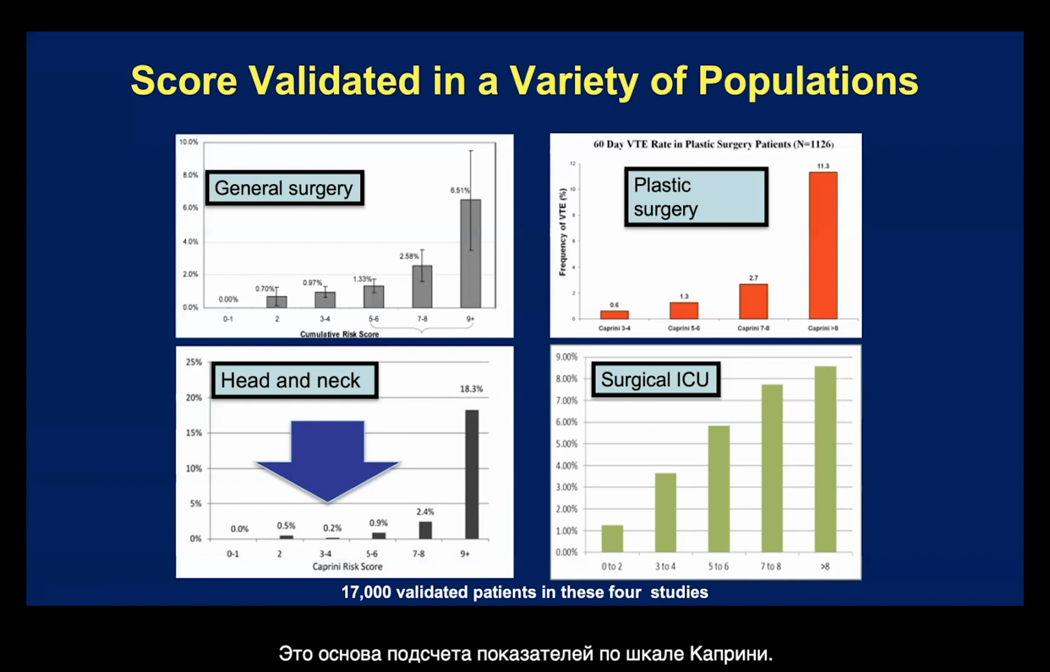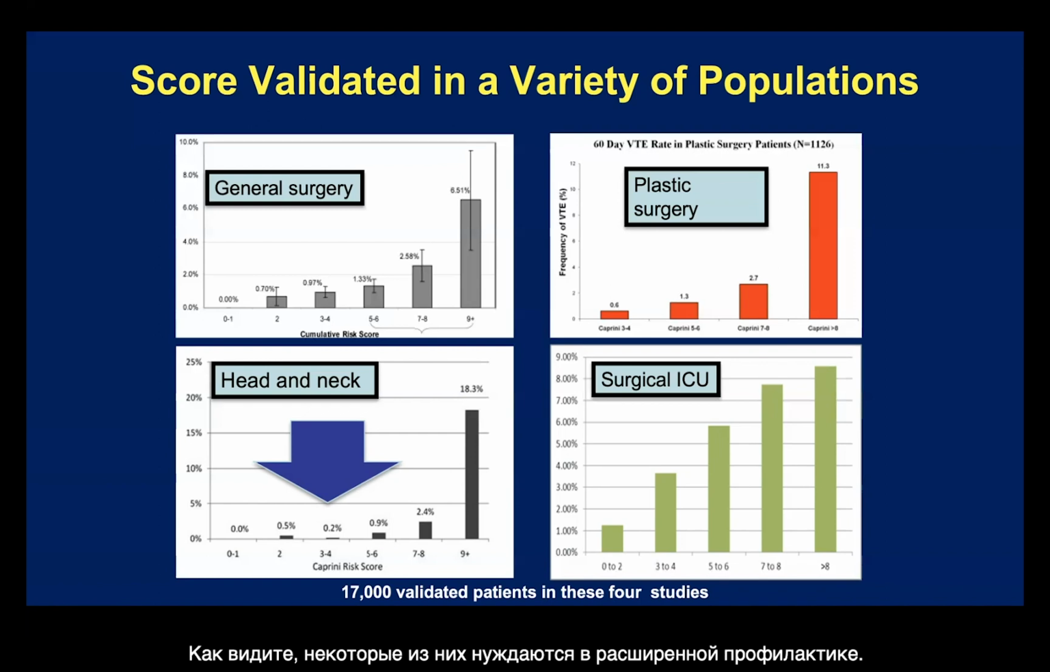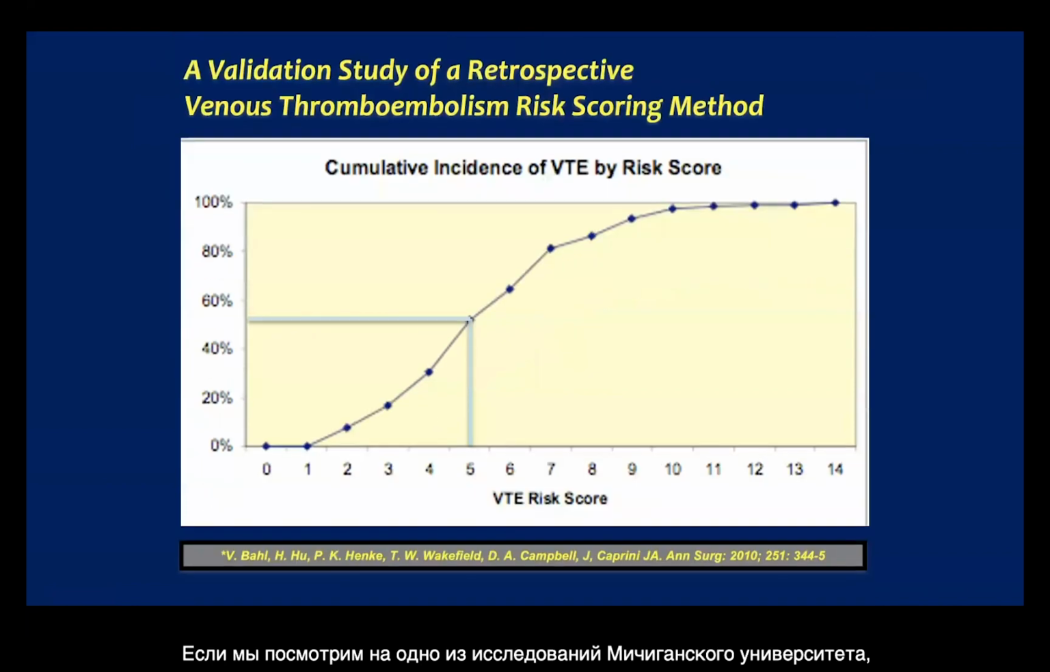And this is the pillar of Caprini scoring. It's not rocket science. It's not complicated. Patients with low risk scores don't need any anticoagulation. Patients with standard risk scores that are at risk need standard prophylaxis, which is 7 to 10 days. And those people who are in the very high risk group, as you can see some of them here, need extended prophylaxis. If we take a look back at one of the original studies in the University of Michigan, patients who hit a score of 10, almost all of them had a clot.